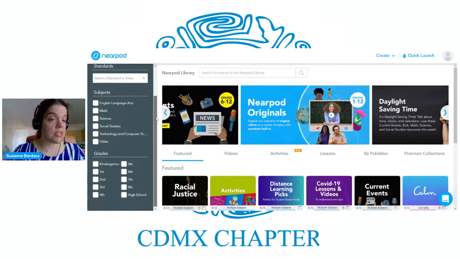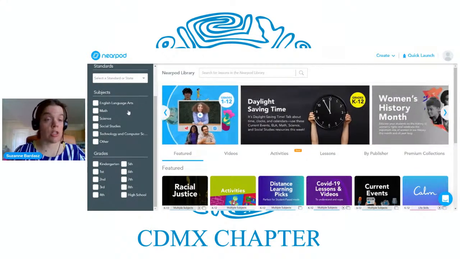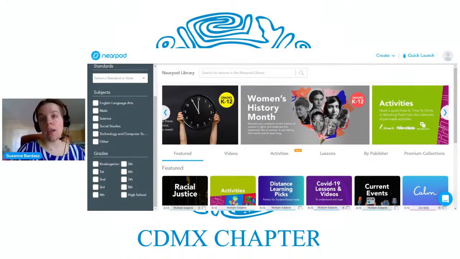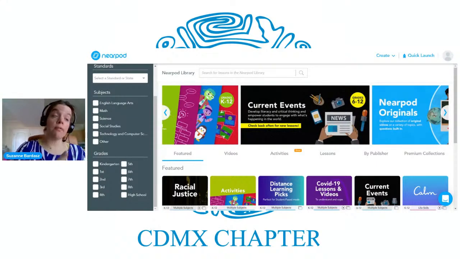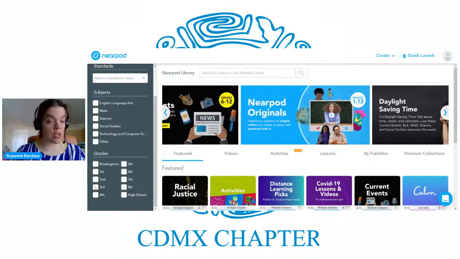Here we have the subject areas. So we have English language arts, math, science, social studies, and technology. So if you're teaching English, especially English for a different content area, or if you're in a high school and you're teaching science through English, these are different subject areas where you can find different activities. And over here, the grade levels where you want to find the different activities.